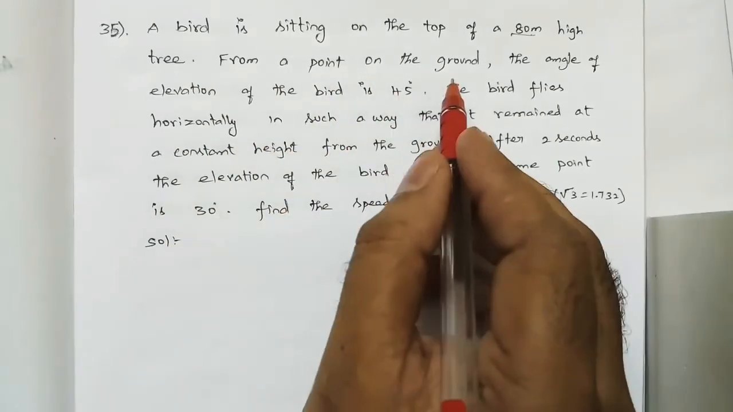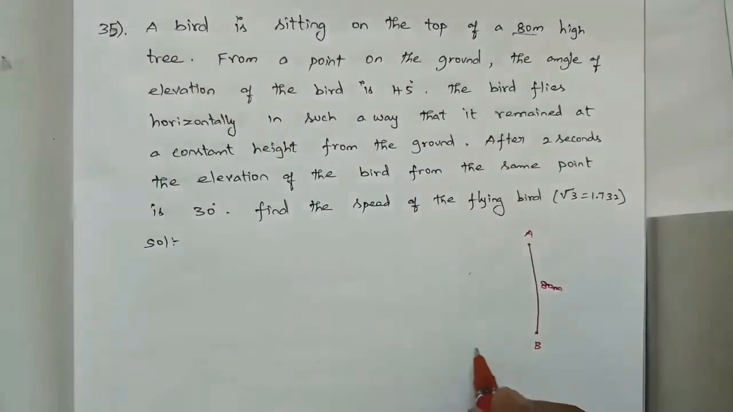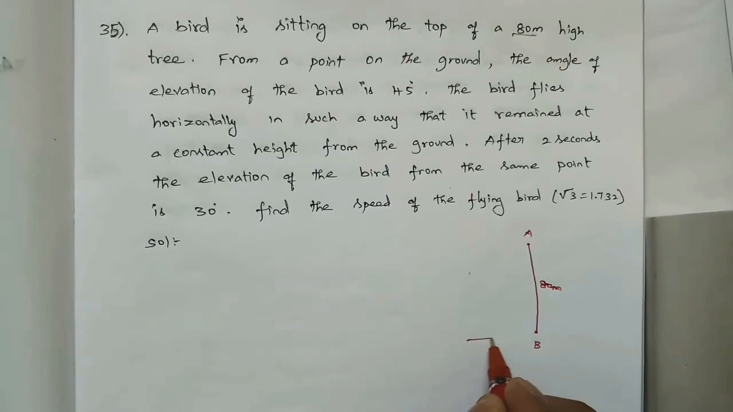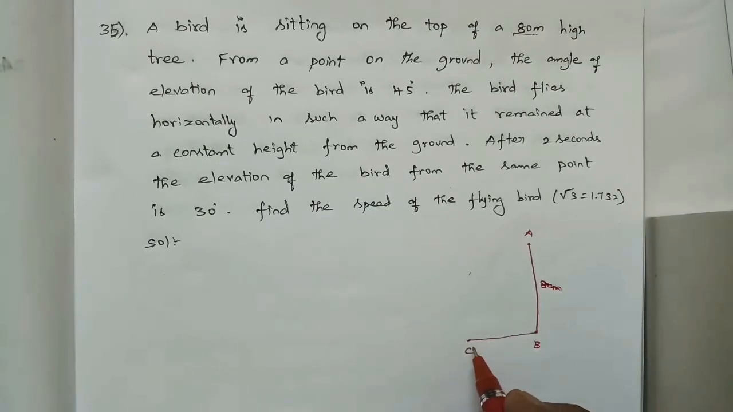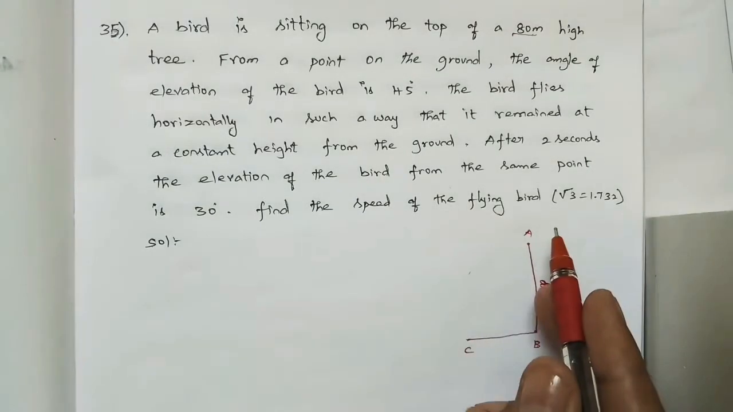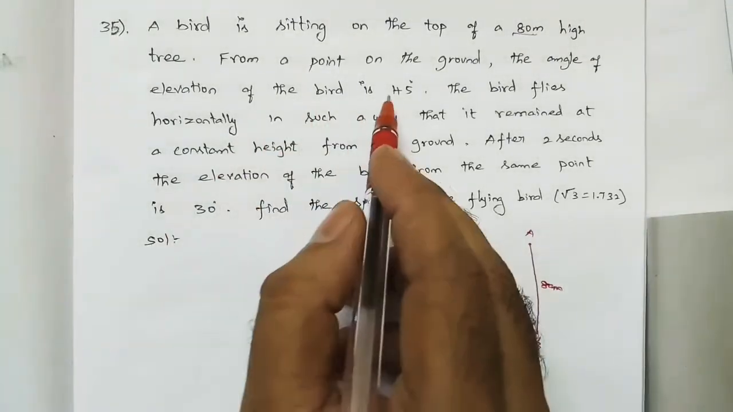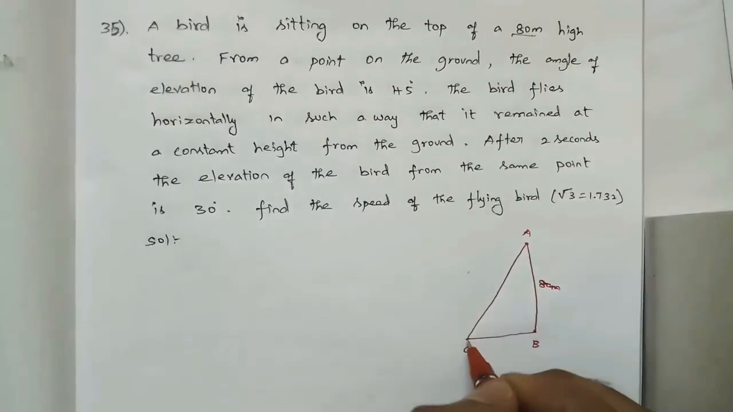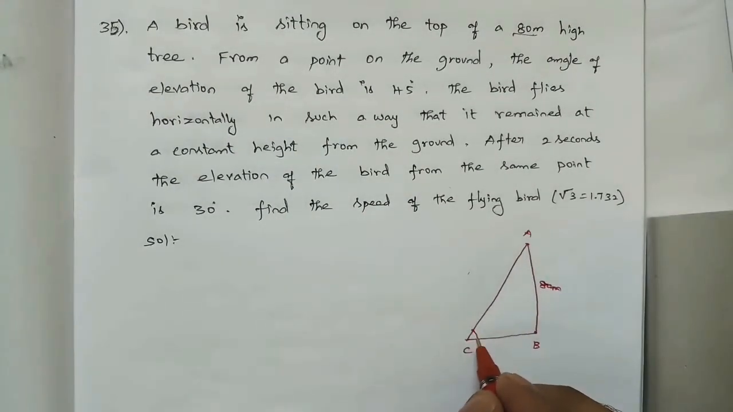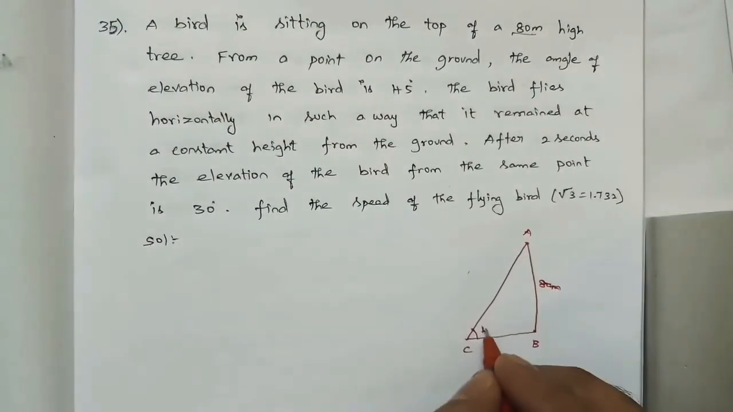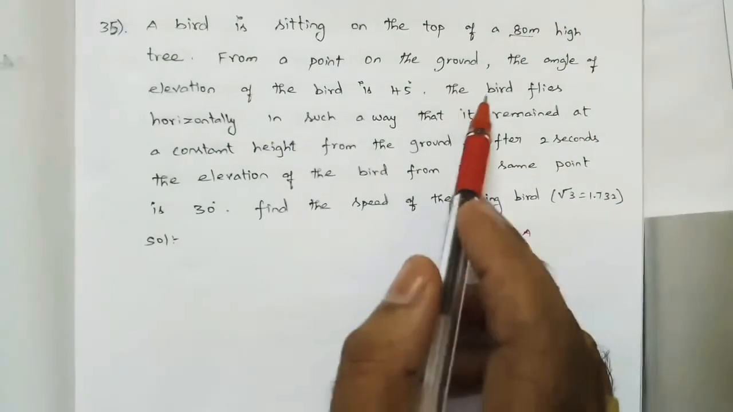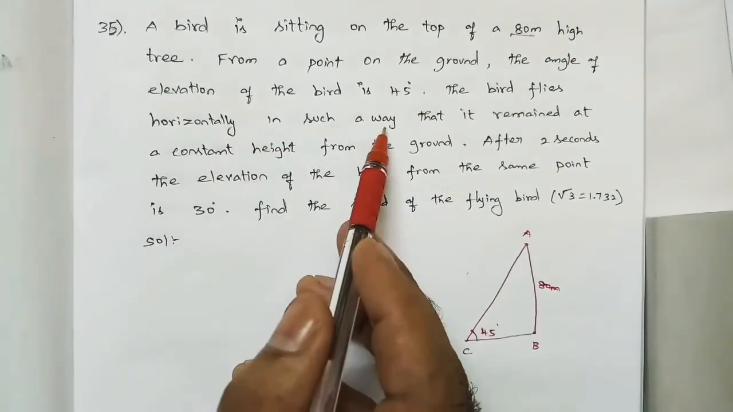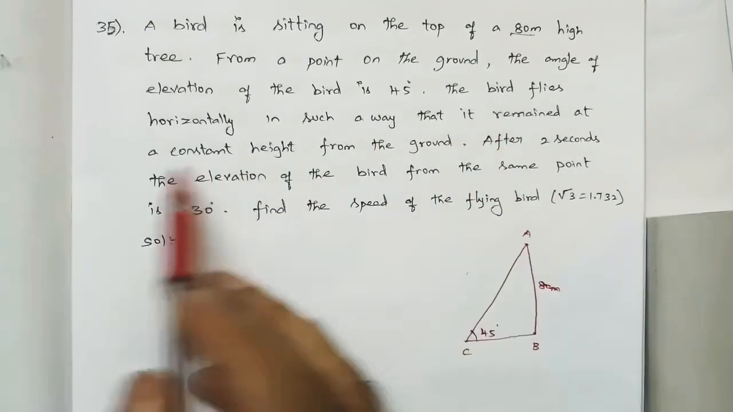From a point on the ground, the angle of elevation... So I'm just marking the point C, which is a point on the ground, right? The angle of elevation of the bird is 45 degrees. So from the ground, they are seeing the bird at an angle of elevation of 45 degrees. So from point A to C, the angle of elevation is 45 degrees, right?